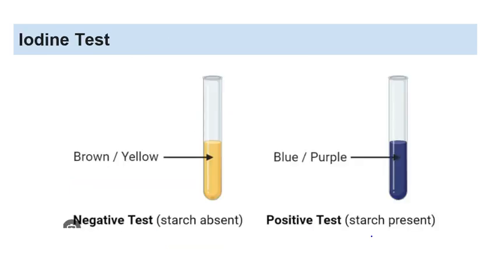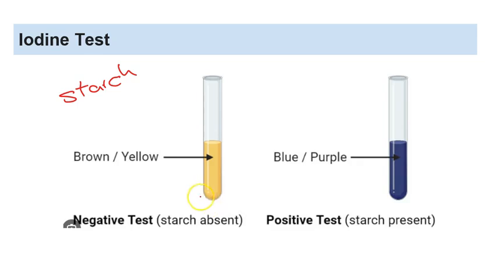Next, we use the iodine test in our physiology lab. The iodine itself is a yellow or amber color. And the iodine is going to be used for starch.